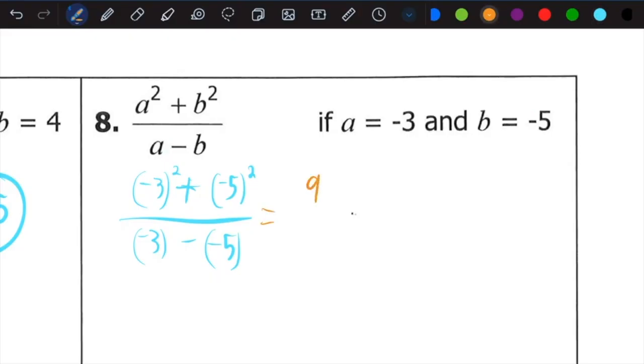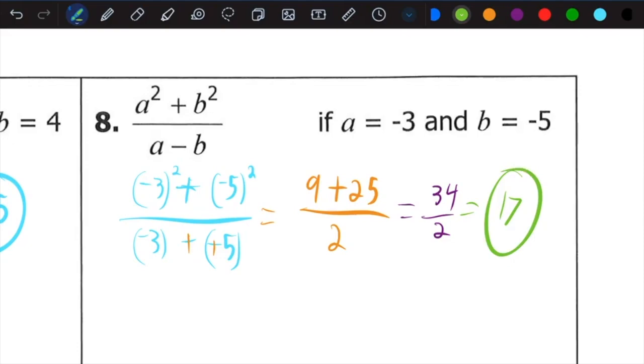On the top, negative 3 being squared is positive 9, and also on the top, negative 5 being squared is positive 25. On the bottom, when there's 2 negatives in a row with only a parenthesis or nothing else between them, we make them positives. So we have negative 3 plus 5, which is positive 2. 9 plus 25 is 34, and 34 divided by 2 is 17.